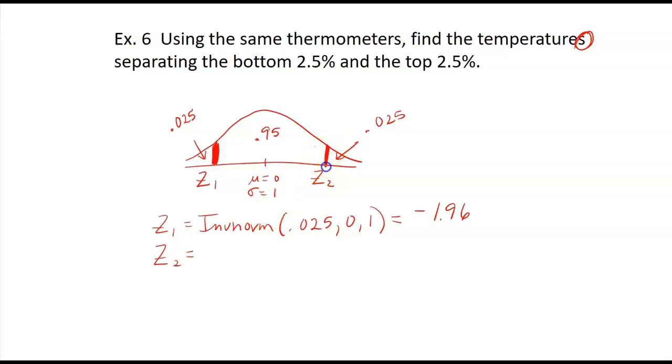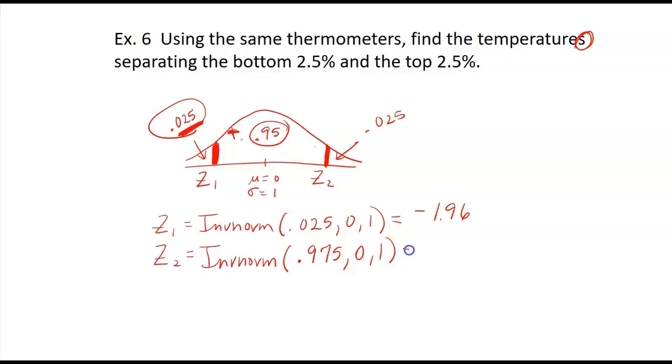For the second one, which is over here, I'm going to do the inverse norm. I'll combine these two together because I have to have the combined area to the left. So I need this part and I need to add to it this part here. So I'm going to add both of those together and get 0.975. So I have 1.96. And it makes sense that these are the negative of each other because they're centered here at 0 and it's a symmetrical graph with this centered at 0.